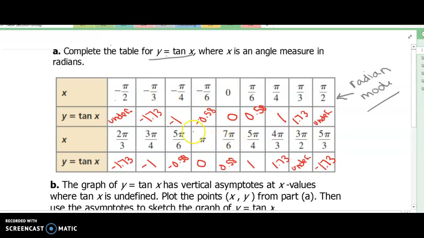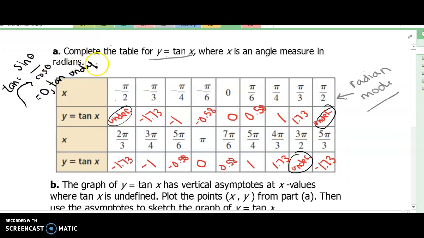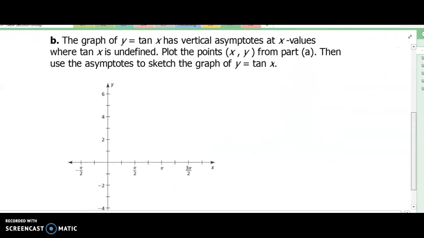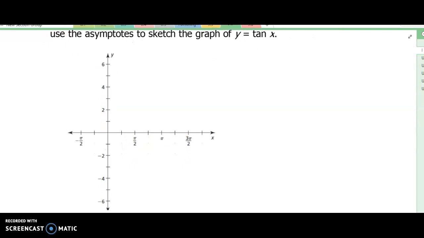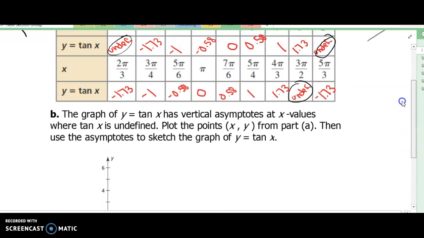Now, one of the things that probably jumped out at you is that a few of these were undefined. Remember that tangent is equal to sine over cosine. So any time cosine is zero, tangent will be undefined. And when tangent is undefined, think of what that looks like graphically. That means we have an asymptote. We've talked a lot about asymptotes in the past, but if you don't know what an asymptote is, please go ahead and Google it real quick, and you should understand it.